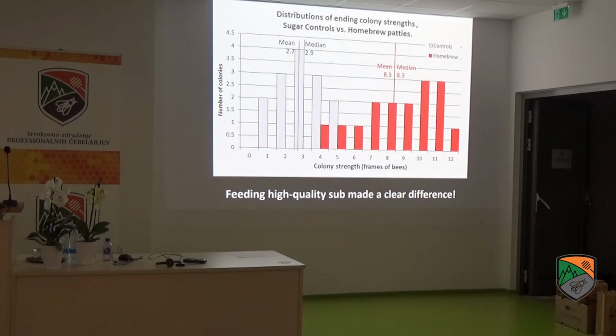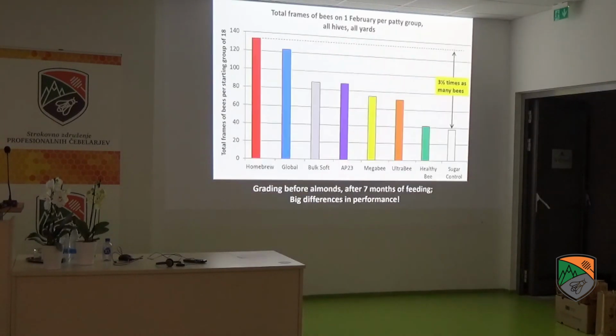The homebrew, both the mean and median were 8.3 frames. If you look at these two groups of hives, you can see these statistics. There was a big difference based upon pollen sub type. All statistics does is come up with a probability value that researchers spend days trying to tease out, a p-value of less than 0.05 for probability. But here you can see very strong, very low probability.